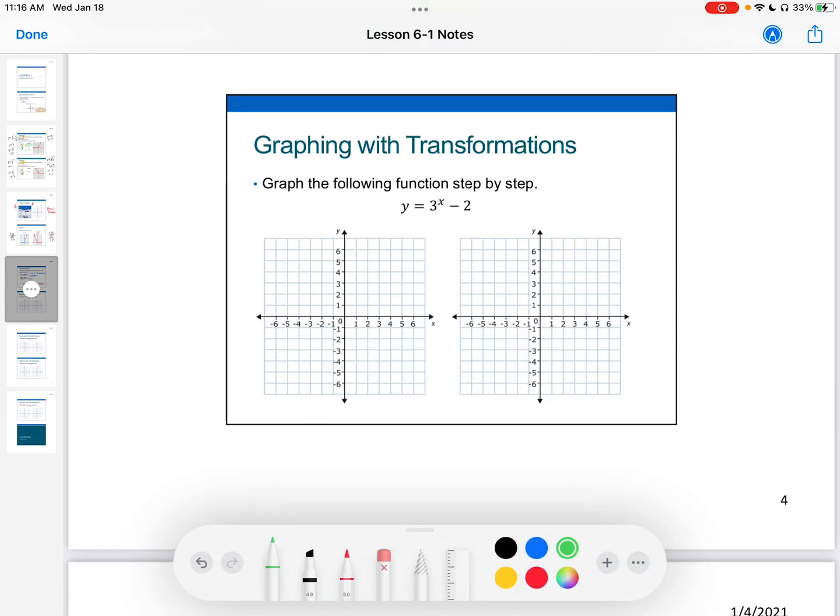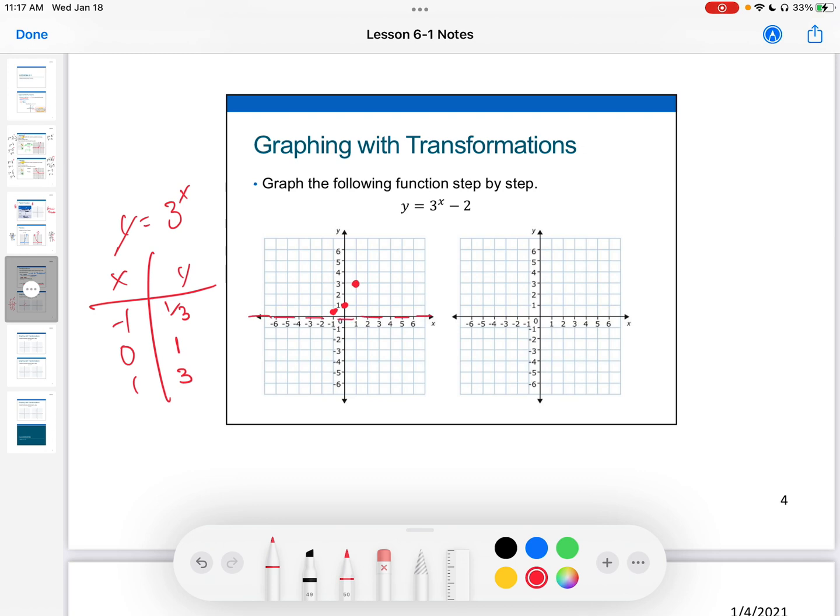Okay, I've got y equals 3 to the x power minus 2. First thing I have to do is graph my parent function. That is just y equals 3 to the x. Make my chart, x and y, -1, 0, and 1. It's always -1, 0, and 1. -1 goes with the reciprocal of the base, so that would be 1/3. 0 always goes with 1. 1 goes with 3. So I'm going to plot those points. Do not forget my horizontal asymptote.